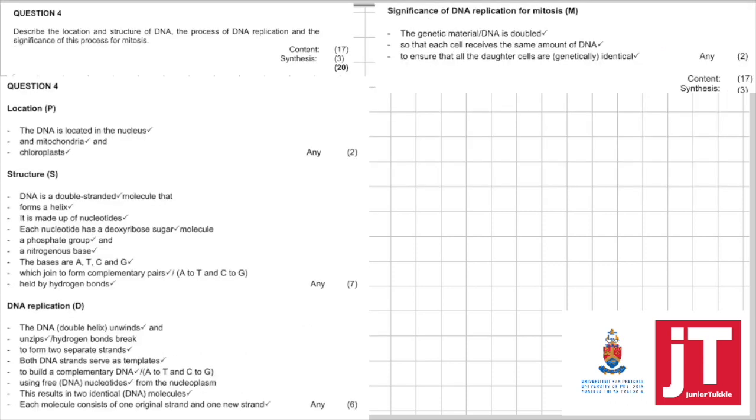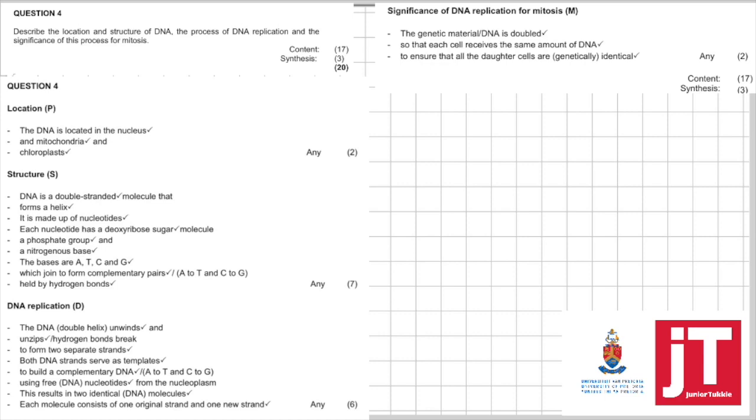Right, and then the essay question. I still do the essay question because this can still be asked. Each part can be broken down and given as a short question. Question 4. Describe the location and structure of the DNA, the process of DNA replication, and the significance of this process for mitosis. So, where is the location of the DNA?